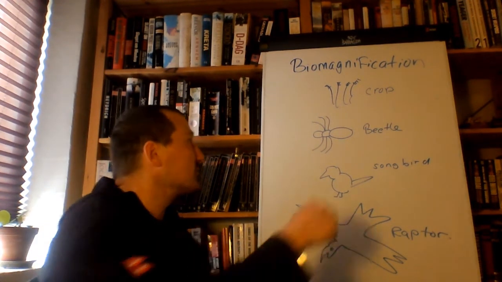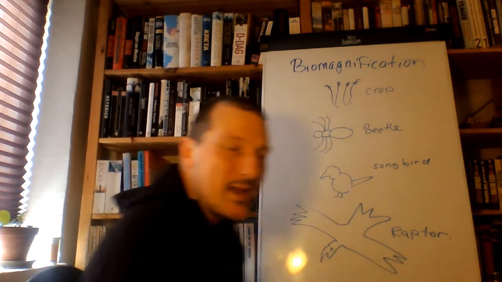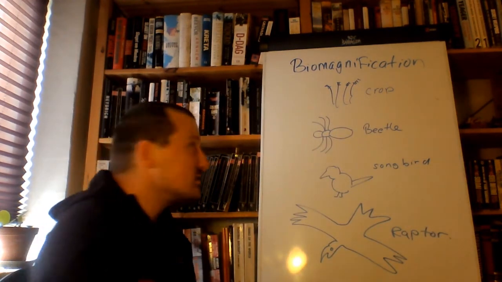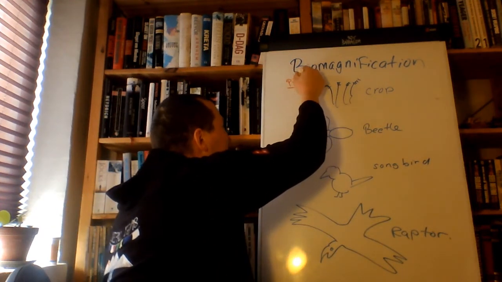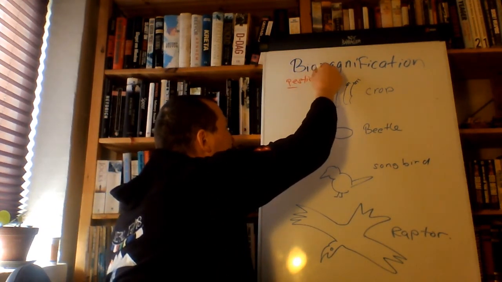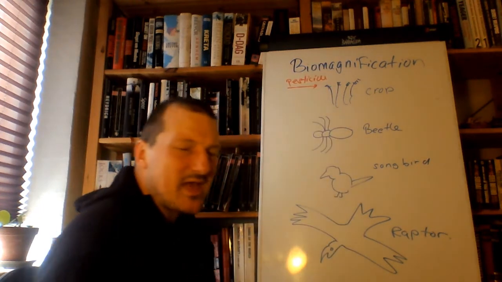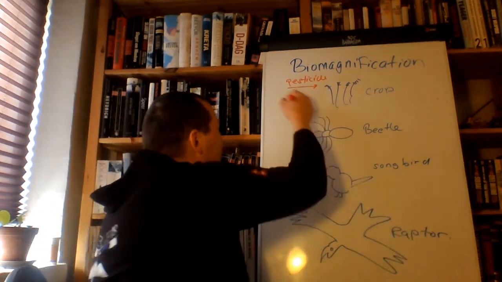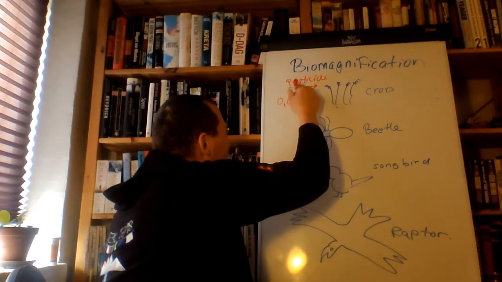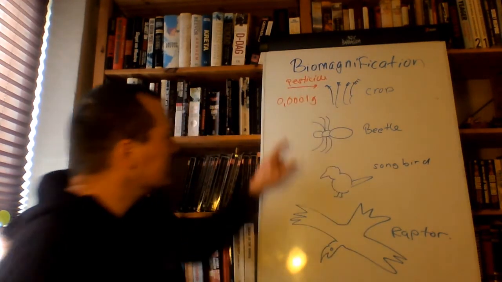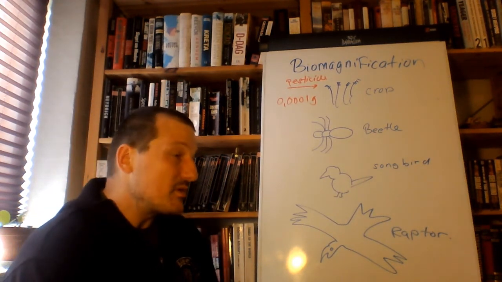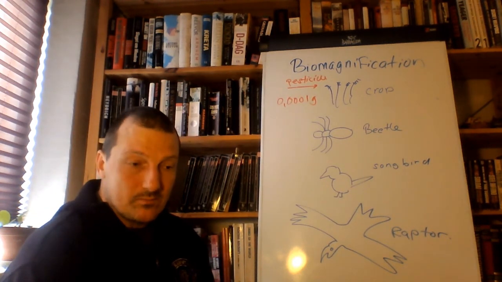So here I'm trying to draw a badly drawn food chain. Here we have a crop. That crop we now spread with some pesticide to keep some caterpillars from destroying it. So on the crop, that might be a very, very small concentration, 0.0001 gram per kilo. That'll be a very small concentration of the chemical.